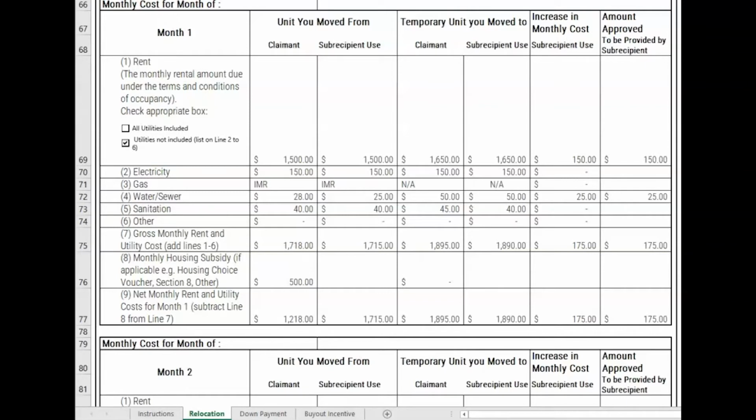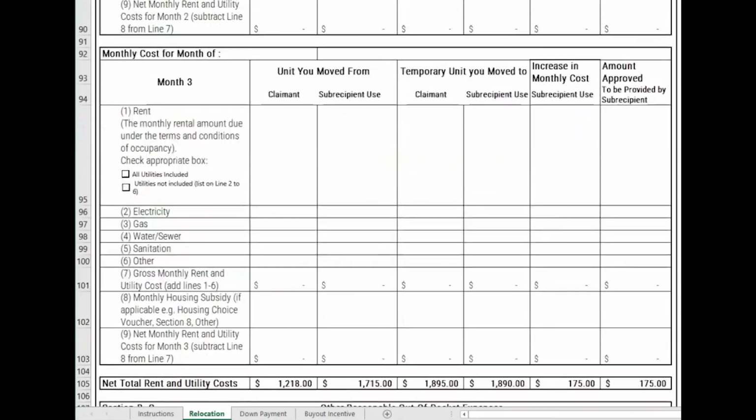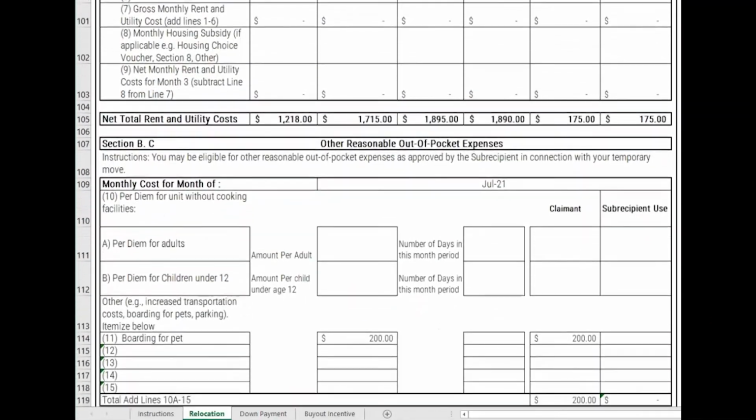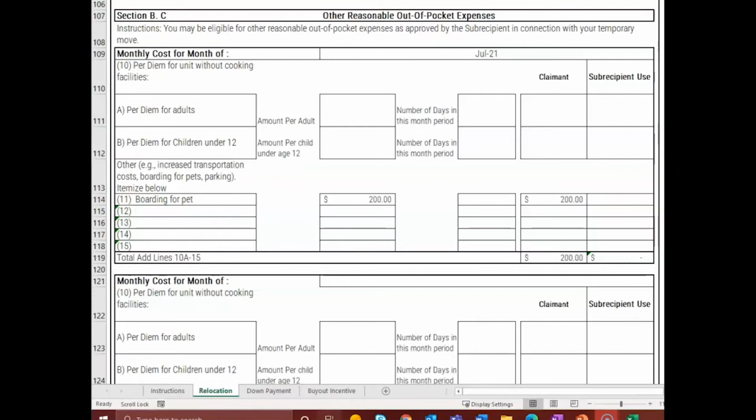The net total rent and utility costs row will have the sum of the final approved amount for Section BB eligible reimbursement for temporary rent and utility costs. In Section BC, the subrecipient use columns will be completed by the subrecipient during their review. In each table, the subrecipient will review the month that the expenses are being requested and the backup documentation, and the subrecipient will input the amount that they found to be eligible based on the backup documentation.